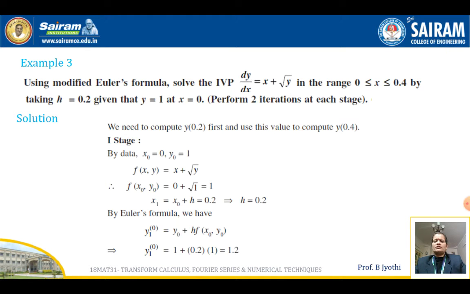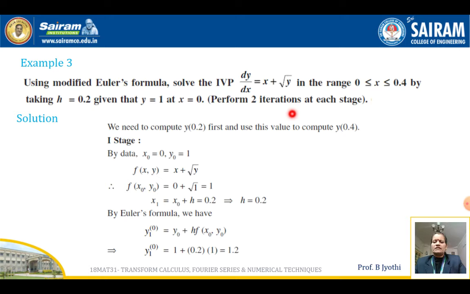Using the modified Euler's formula, solve the initial value problem dy by dx is equal to x plus root y in the range of 0 less than or equal to x less than or equal to 0.4 by taking h as 0.2, given y equals 1 at x equals 0. Perform 2 iterations at each stage.